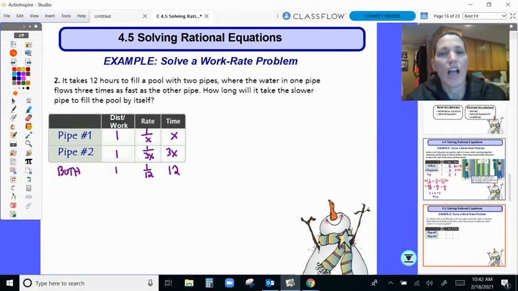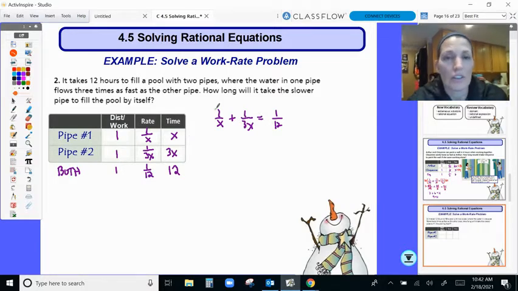Okay, so similar thing here. I'm going to add their individual rates together, 1 over x plus 1 over 3x, to get their total job of 1 over 12. So finding my LCM again between 3 and 12, my common denominator there will be 12, and for x it's going to be x. So my LCM here is going to be 12x. I'm going to multiply 12x on both sides.